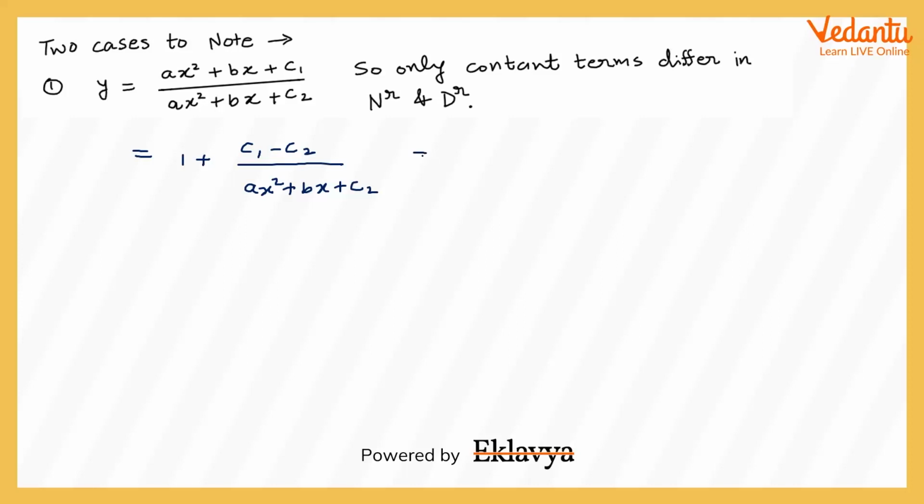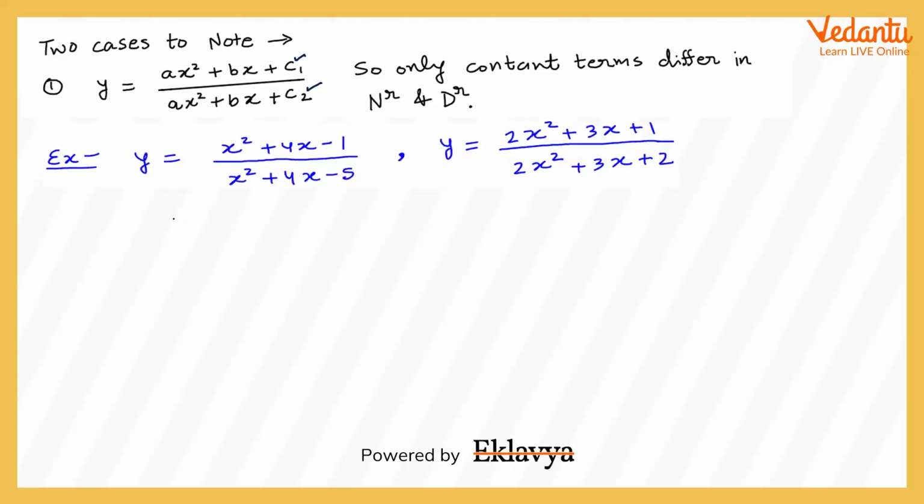So this will actually be 1 plus some constant upon a quadratic. And depending upon whether the quadratic has real roots, same roots, or imaginary roots, you can make three different cases. For example, here, if you think of the first one, this is just 1 plus 4 upon, and this denominator has the factors x plus 5 into x minus 1.